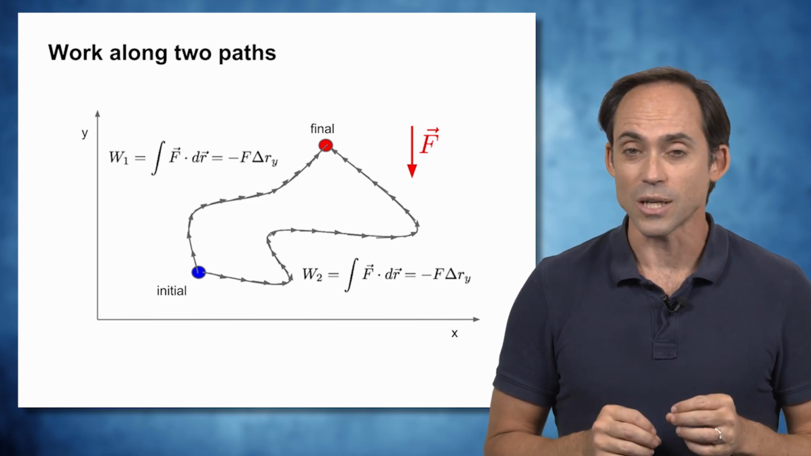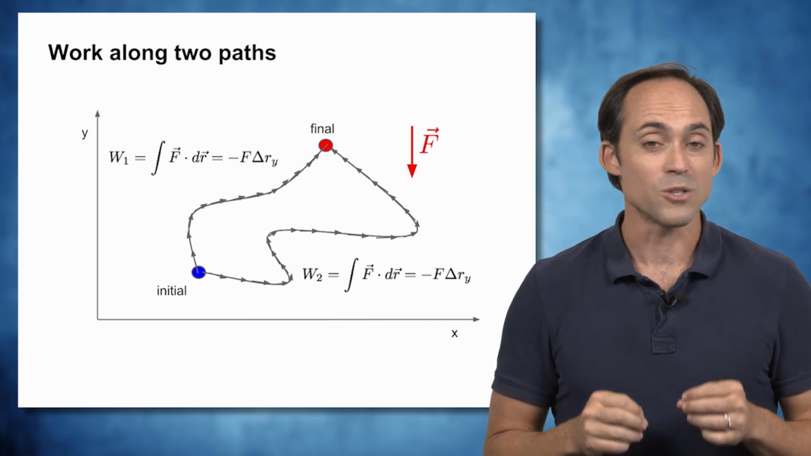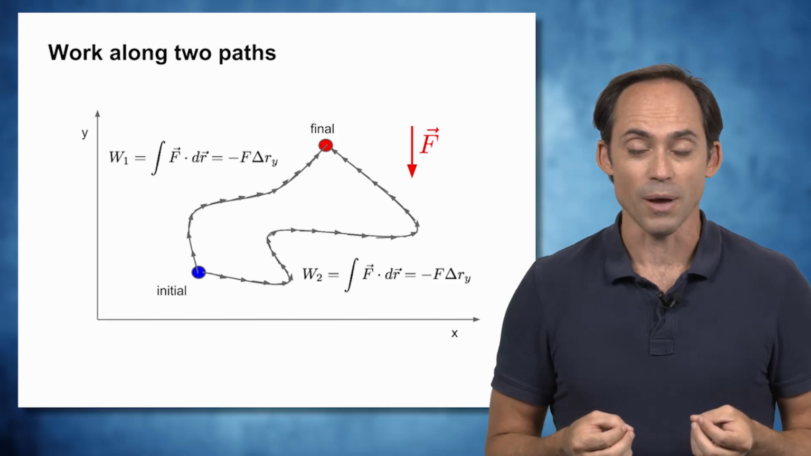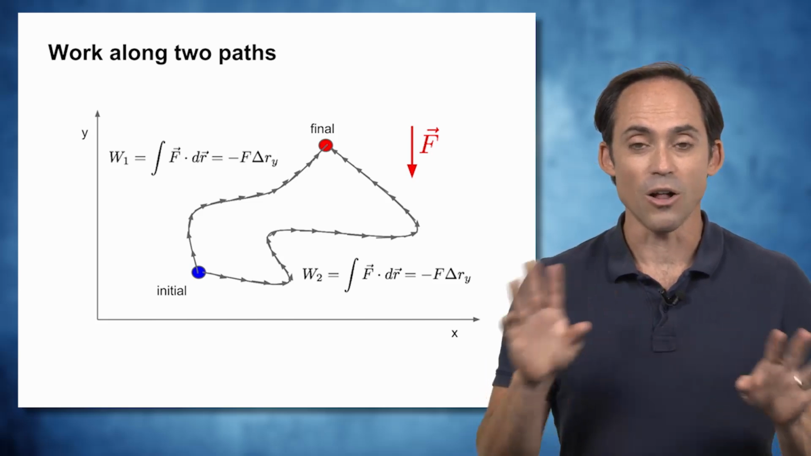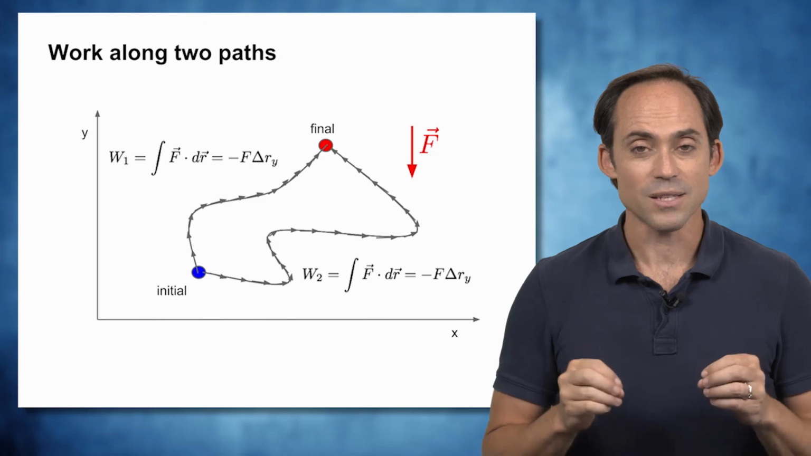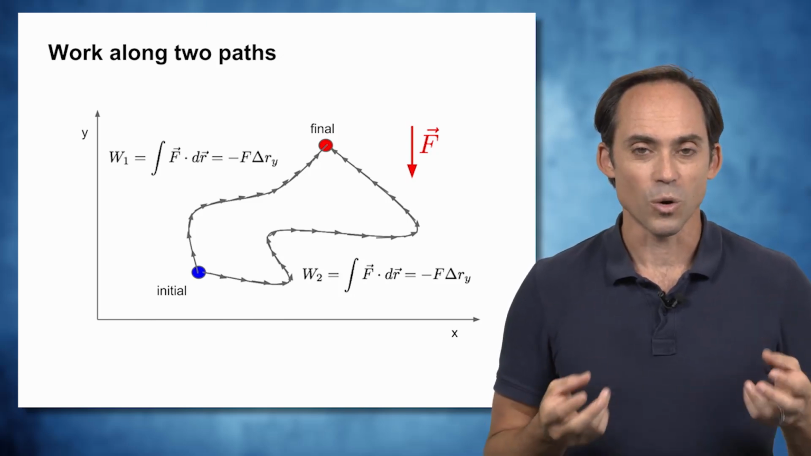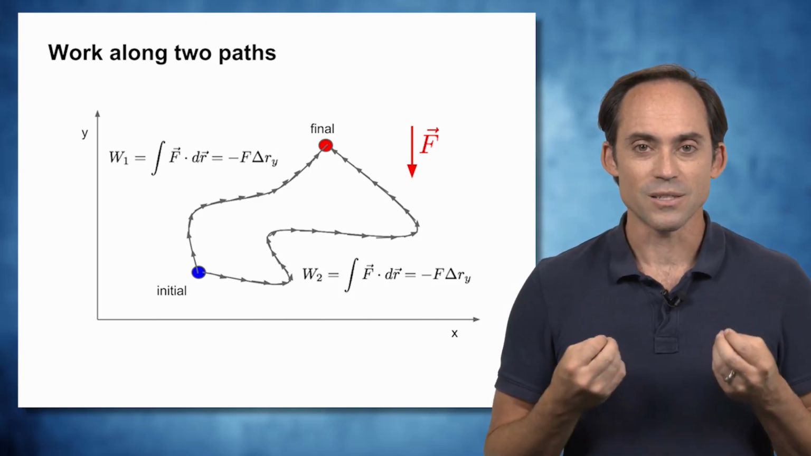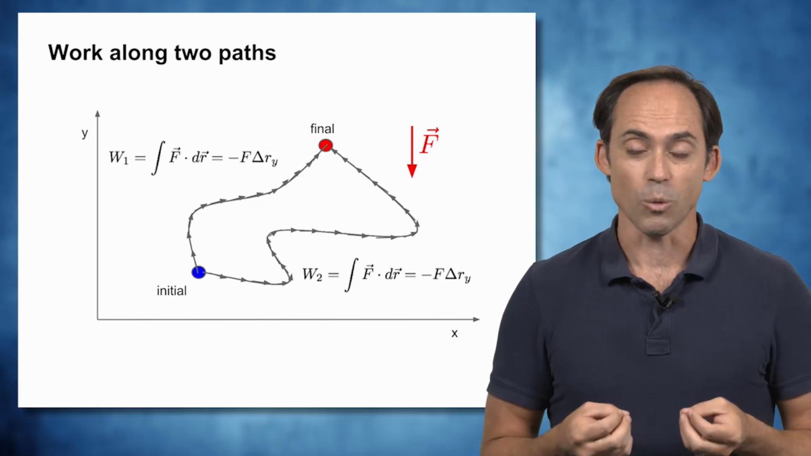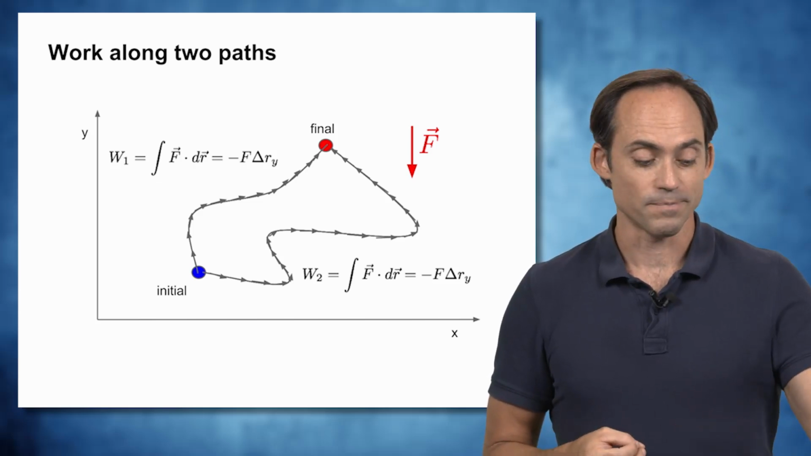In fact, this is an interesting observation. The work done depends only on the initial and final points. It doesn't depend at all on that path in between. This kind of behavior, where the work just depends on the endpoints, is something that we can take advantage of to solve our work energy theorem in a much faster way.